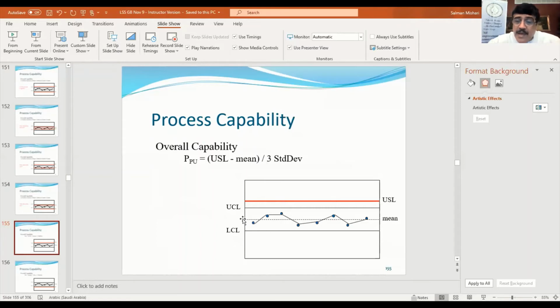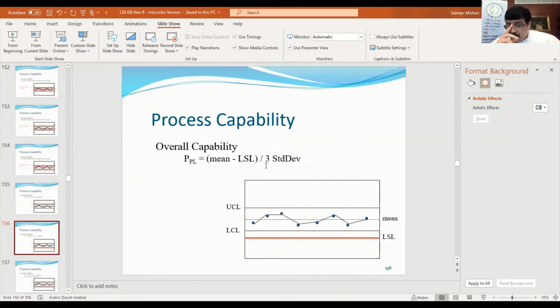So the PP upper is basically this distance from here to here, divided by this distance from here to here. And since this distance is always 3 standard deviations, in the formula it will always be the standard deviation. So that's the PP upper. The PP lower is the same concept. It's this distance from here to here divided by 3 standard deviations, which is the mean minus the lower control limit.